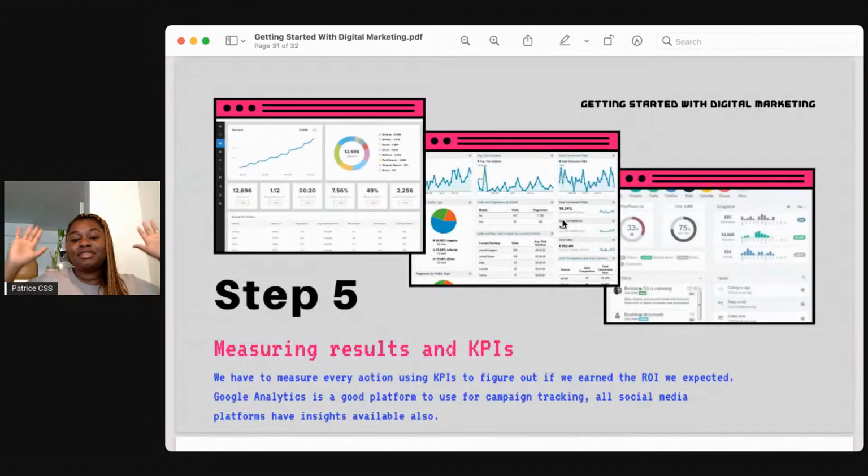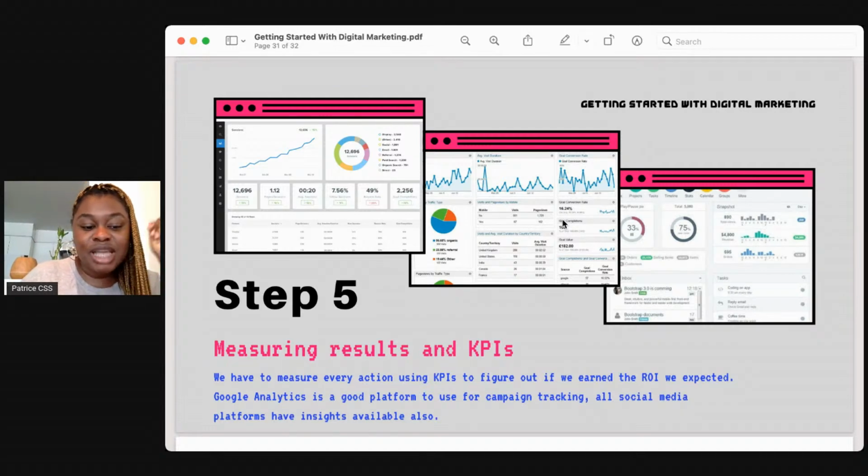Step 5, final step, and this is a quick one, and I'm very, very happy that you guys have stuck with me all the way to this point. Step 5. Measuring your results and KPIs. All right, we have to measure every action using KPIs to figure out if we earned the return of investment that we expected. A KPI is a key performance indicator.